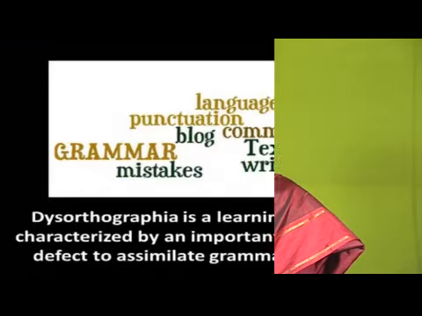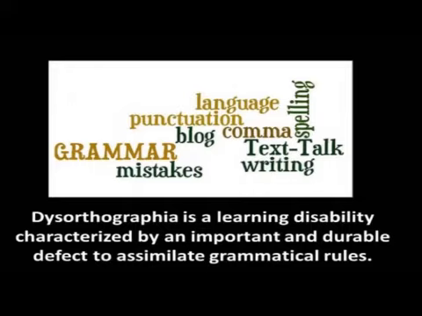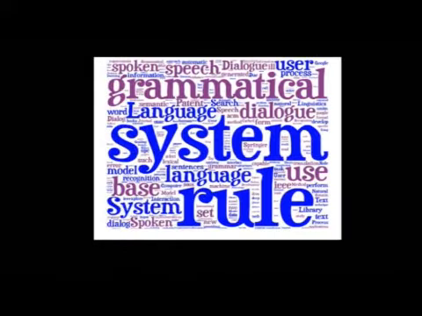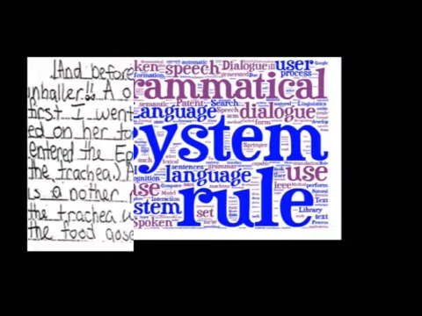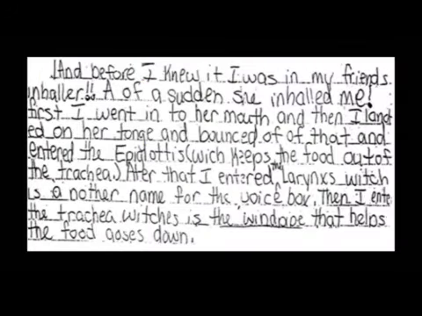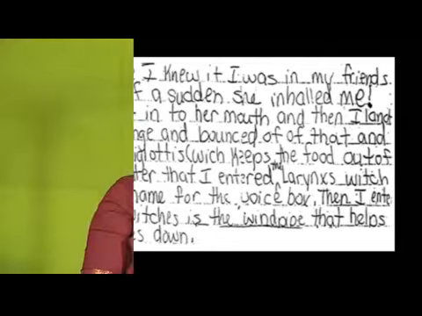Dysorthographia. What is dysorthographia? Dysorthographia is a learning disability characterized by an important and durable defect to assimilate grammatical rules. It affects phoneme conversion, segmentation of sentence elements, application of spelling rules, and grammar in varied proportions. The most common characteristics of dysorthographia, a writing disorder, are spelling errors and writing problems, similar to dyslexics.